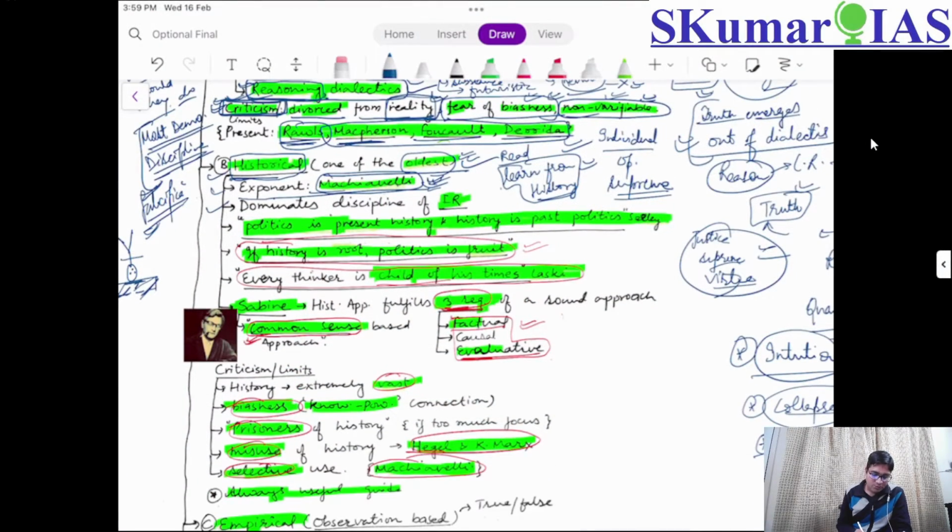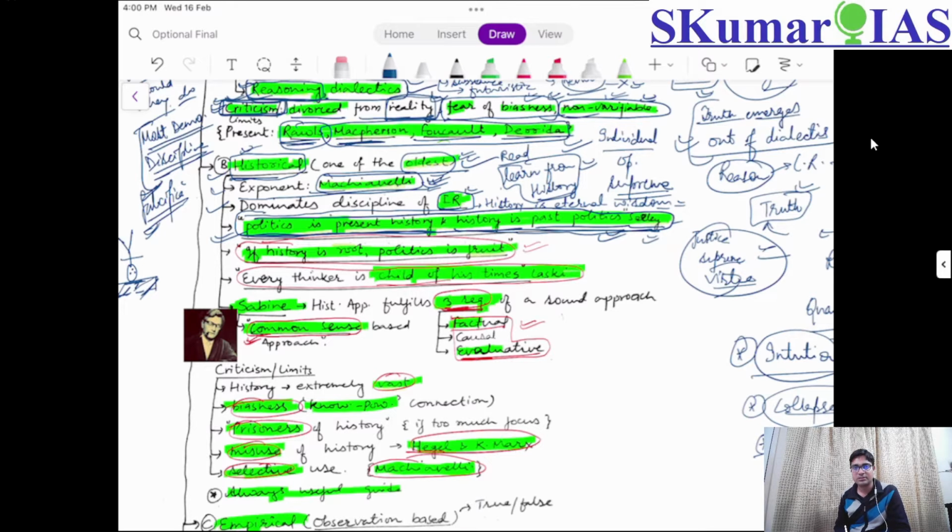And this historical approach actually dominates the discipline of international relations, because in international relations it is said that history is eternal wisdom. History is eternal wisdom. And history gives us a lot of lessons. It is also said that realism is eternal wisdom, and Seeley says that politics is the present history and history is the past politics. So it is profoundly explained in one line why international relations or international politics is dominated by the historical approach. Politics is the present history and history is the past politics. That's why you cannot ignore history in politics and politics in history.